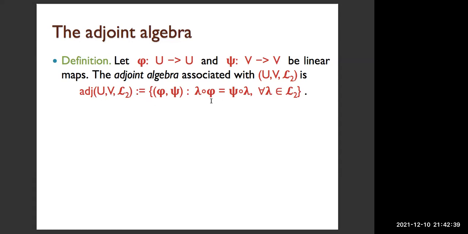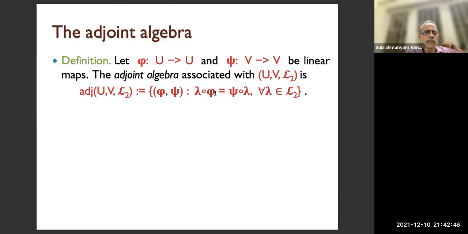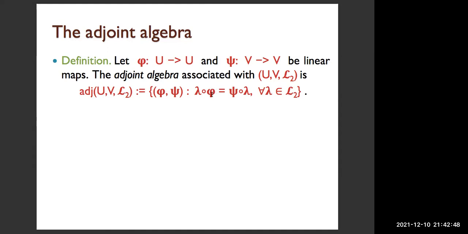Just notice this map lambda composed with phi is a map from U to V, right? Because phi is a map from U to U, and lambda by definition is an operator in L2, which operates from U to V. Similarly, chi composed with lambda is also a map from U to V, because lambda takes U to V, and chi is a map from V to V. What this definition is saying is that if these two maps are the same, then I put phi and chi in this adjoint. Yeah, so that's the thing.